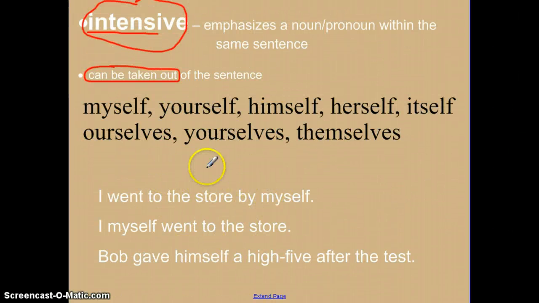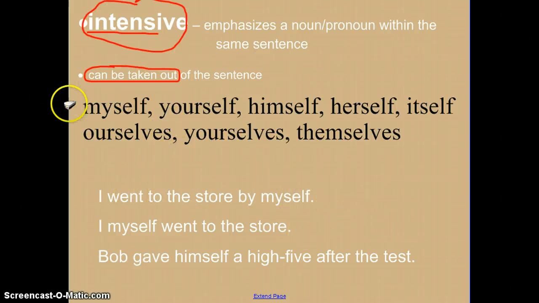And so we look at our example sentences. I went to the store by myself. Our strategy for this is to cross off or ignore the reflexive intensive pronoun and read the sentence as it's written. I went to the store by. Now we can see that when we take that word out, it really doesn't make sense.